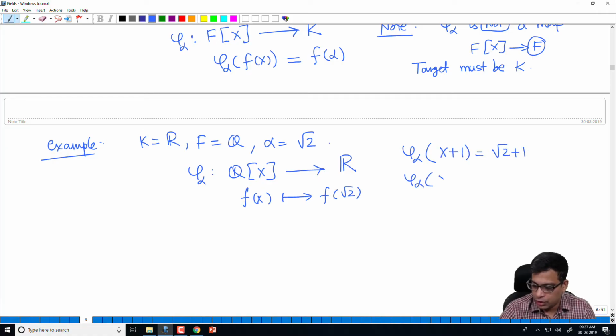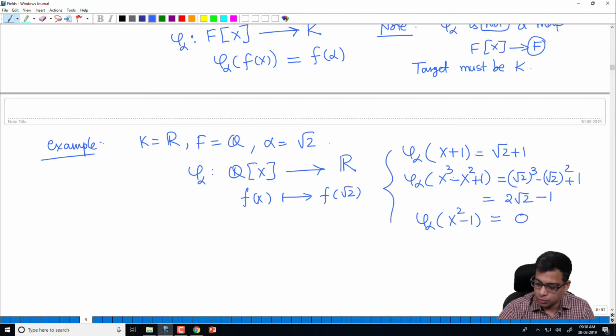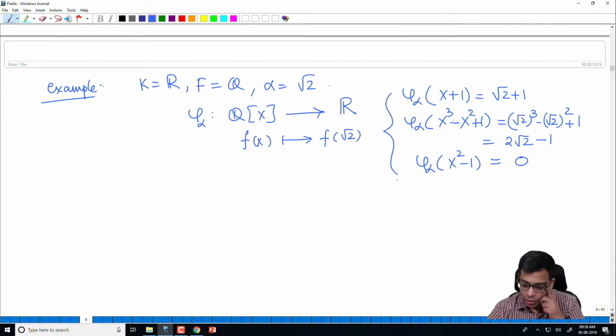Phi alpha of x cubed minus x squared plus 1 will go to root 2 cubed minus root 2 squared plus 1, which is 2 root 2 minus 2 plus 1, so that's 2 root 2 minus 1. And where will x squared minus 2 go? It will go to 0. So these are just some examples. I am going to take a polynomial with rational coefficients and replace x by root 2, so I will get an arbitrary real number.